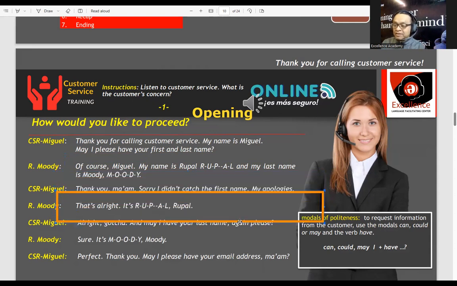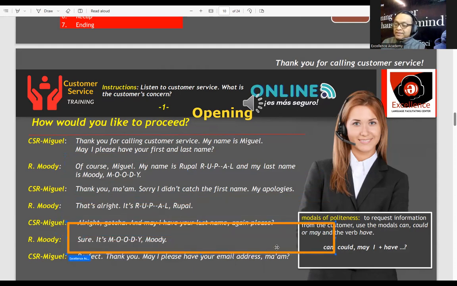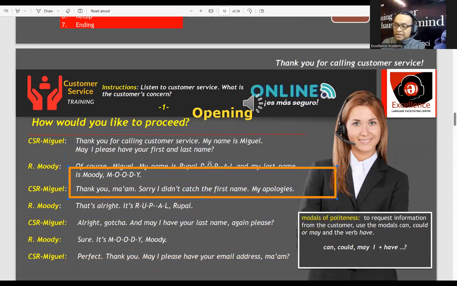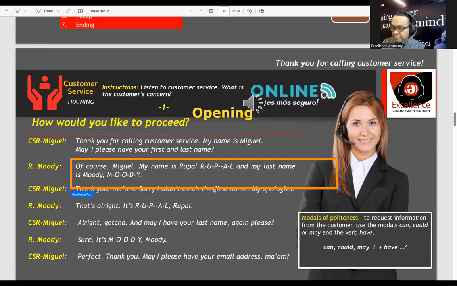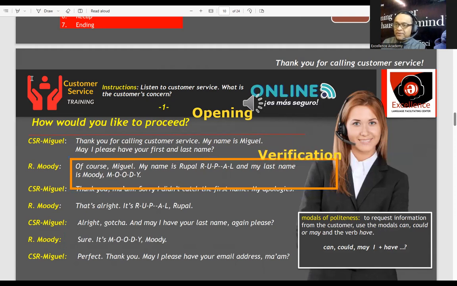The customer spells out her name, R-U-P-A-L. Then the agent requests the last name again. May I have your last name? The customer provides the last name. Then the agent, for verification, requests the email address. So in this part, the agent is performing the verification step. So this is verification. Okay. So he's verifying the account.